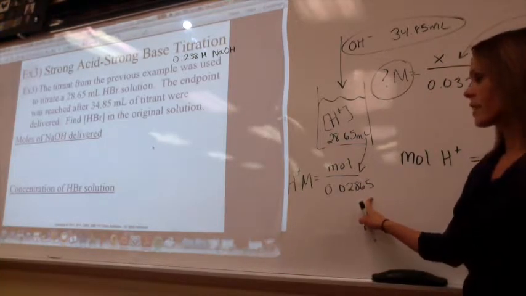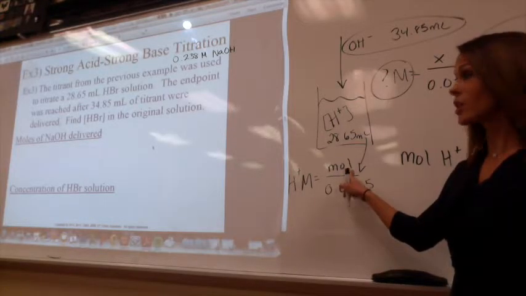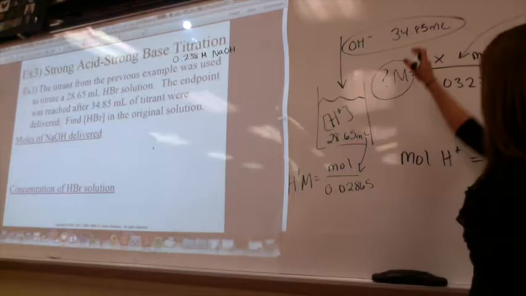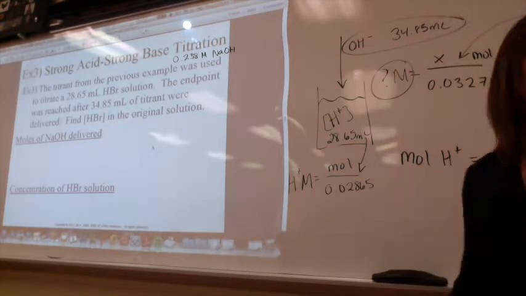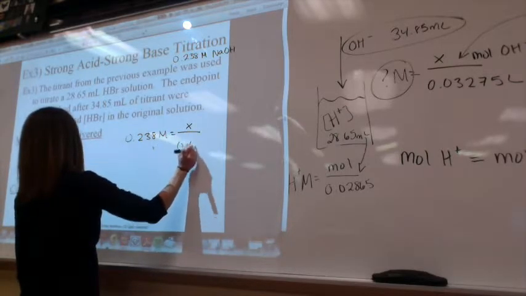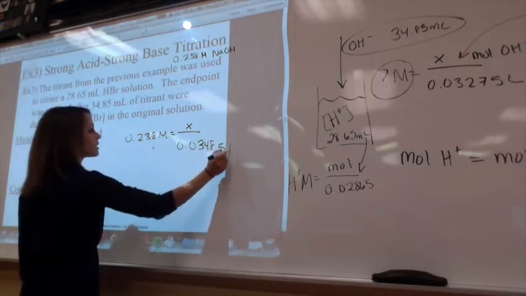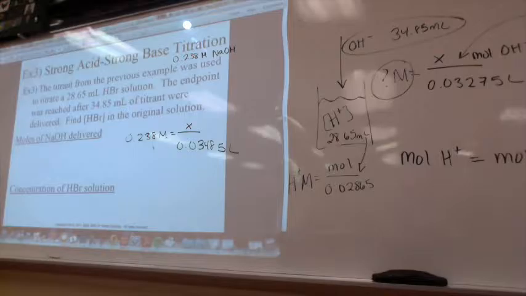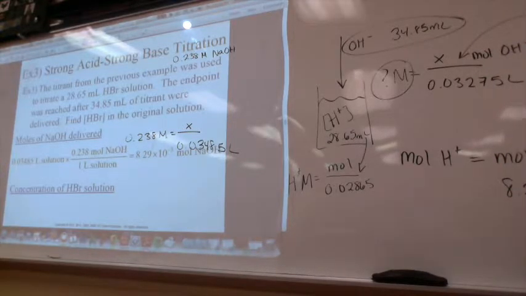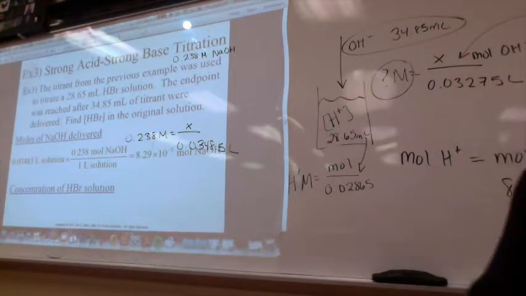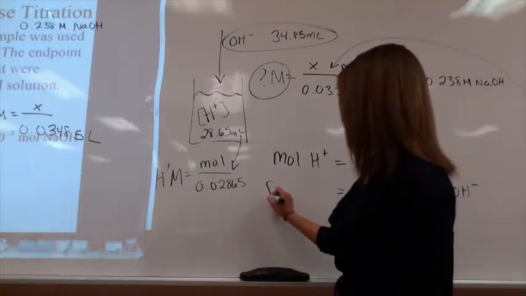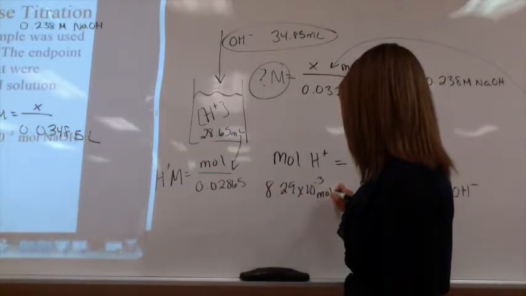So if I have that, can I find moles? Because it gave me the endpoint again. If I know my endpoint, that means the moles of base will be equal to the moles of the acid. So here's my volume, and here was my concentration. So we can calculate that right here by figuring out 0.238 molar is equal to x moles over 0.03485 liters. That will tell us how many moles of sodium hydroxide are delivered. So we're going to deliver 8.29 times 10 to the negative third moles of OH minus. That's what's going to go into my beaker. Which means that that must have been exactly equal to the H plus moles, which is 8.29 times 10 to the negative third moles of H plus.